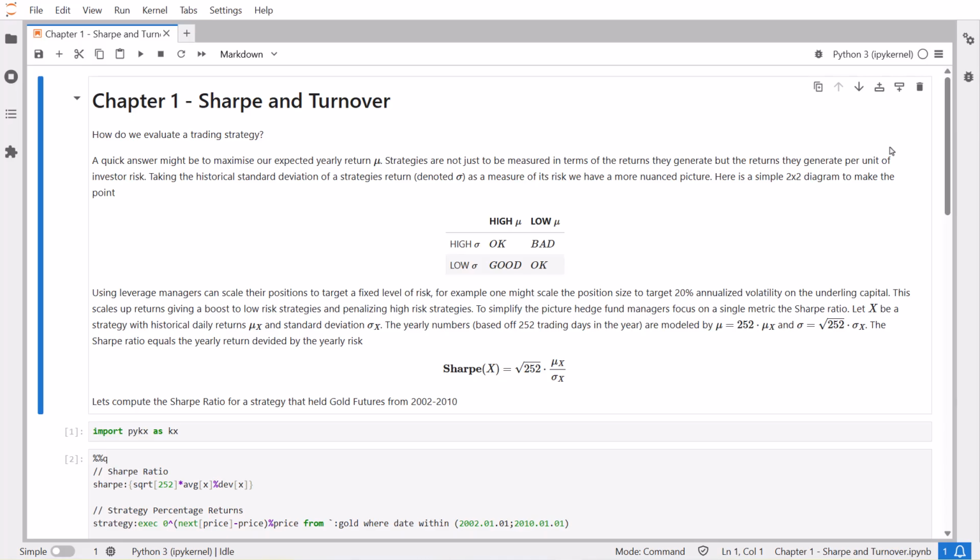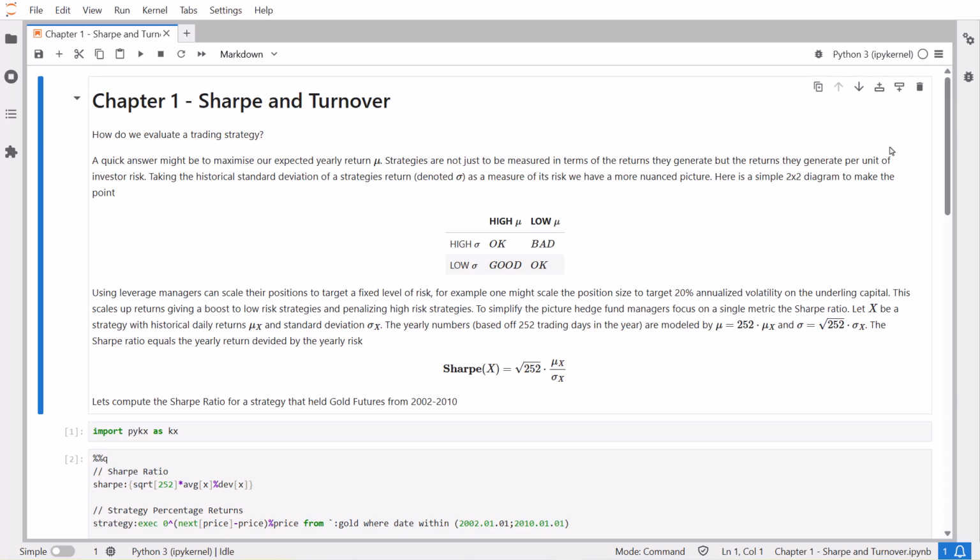And this is really what the Sharpe ratio is. It's a measure of how much money do I expect to make per unit of risk that I take. So how do we measure risk? That's a good question, and there are many different measures out there. But one thing we can do is just simply take the historical standard deviation of our strategy's return. So how much did that return vary historically? And take that as a measure of the risk.